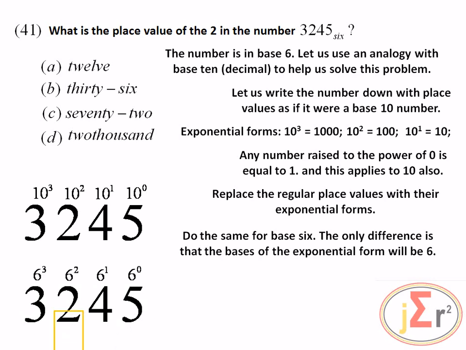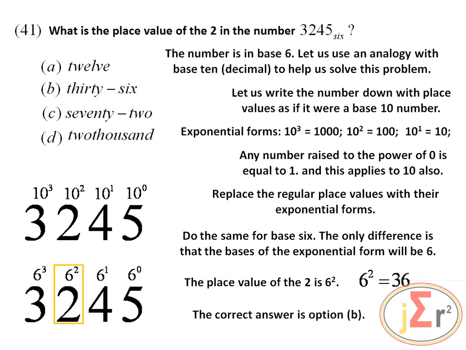Alright. So the place value of the 2 is 6 squared. Because this is the 2 and it's in the position that is related to 6 to the power of 2 or 6 squared. So the place value of the 2 is 6 squared. 6 squared is equal to 36. The correct answer is option B. 6 squared, 6 multiplied by 6 is equal to 36. So B is our correct answer.